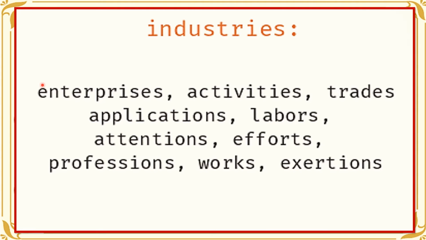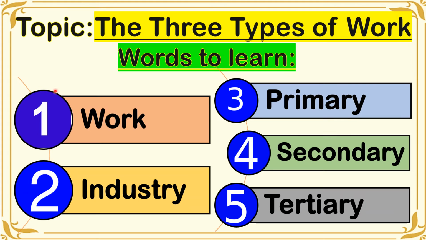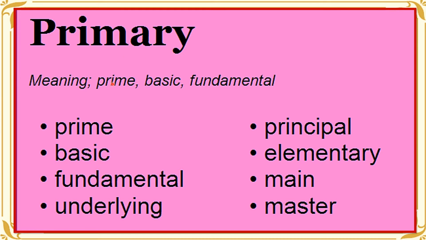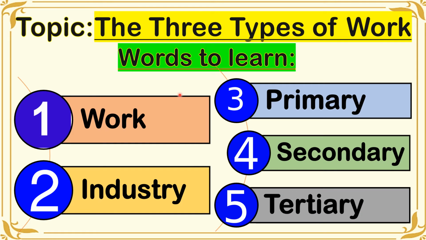There are many types of industries, and we are going to focus on the three types of industries today. Next word, primary. Primary meaning prime, basic, fundamental, underlying, principal, elementary, main, master. Because we are talking about the types of work in here, so let's take the meaning of the word primary, which is basic, means the first step.